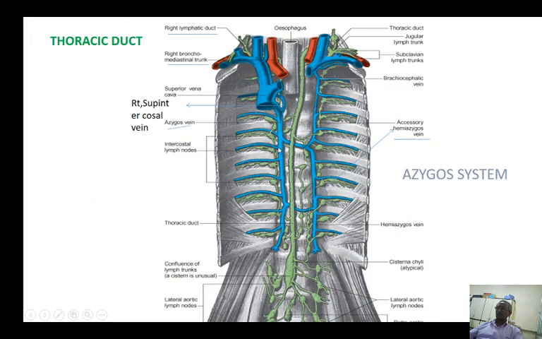Here we are seeing the horizontal structures. The termination of the azygos vein: this is the accessory azygos vein and this is the hemiazygos vein, both terminating into the azygos vein. And then we see the posterior intercostal veins and the arteries accompanying them.